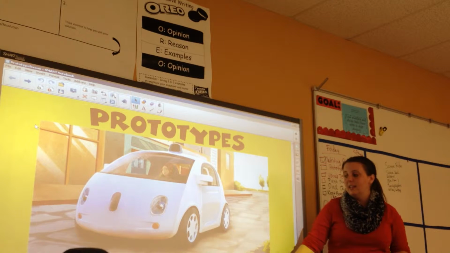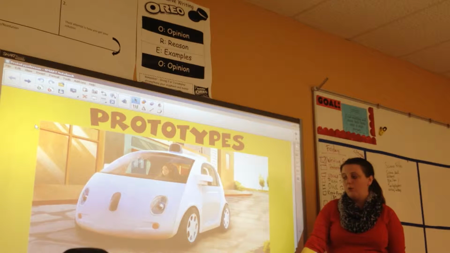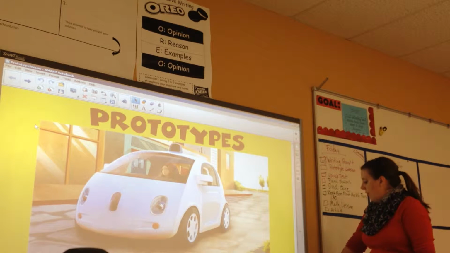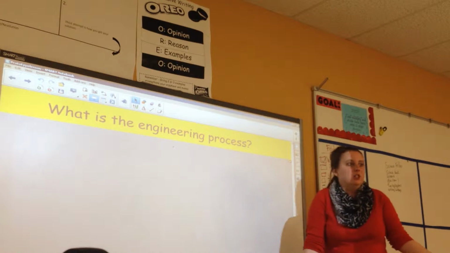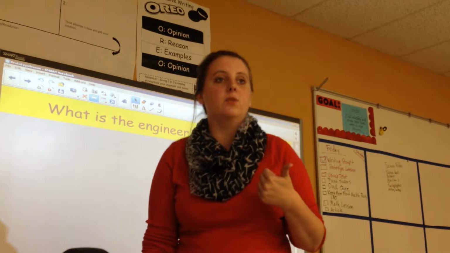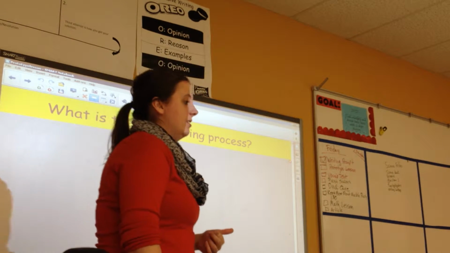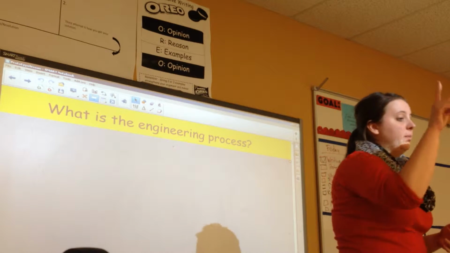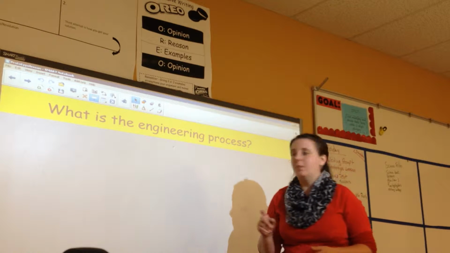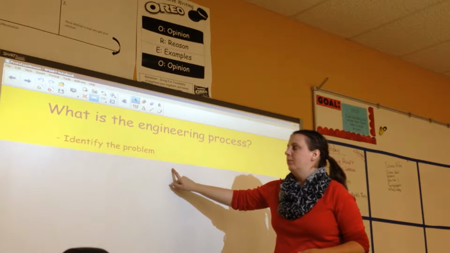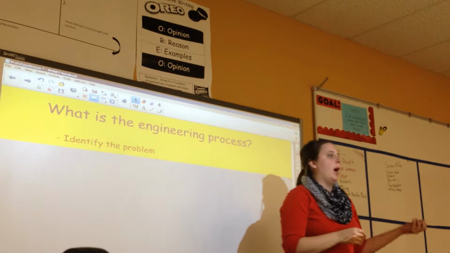So our goal for this lesson is students will create their own prototypes using the engineering process. So you might be asking yourself, what is the engineering process? Well, the first page in your green science folder is the engineering design process. It has question marks on it, so you should be on the first page. The first step in the engineering process is identifying the problem.